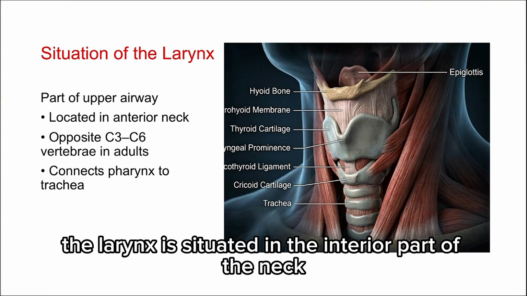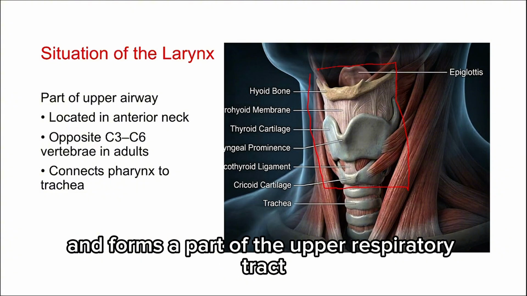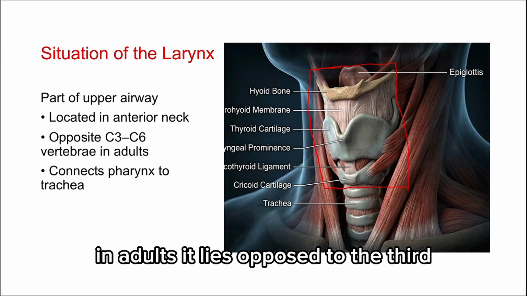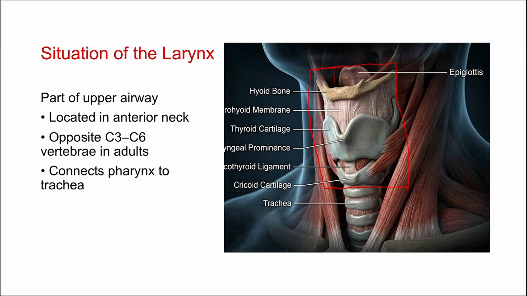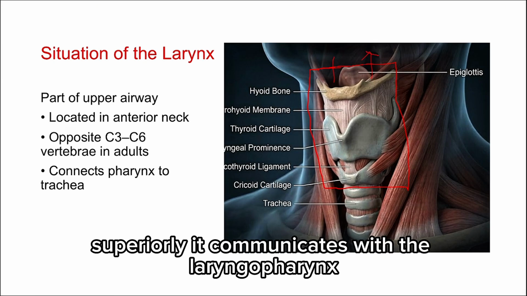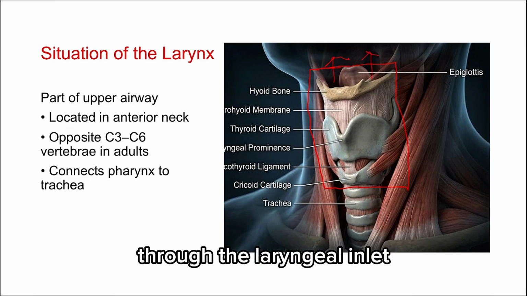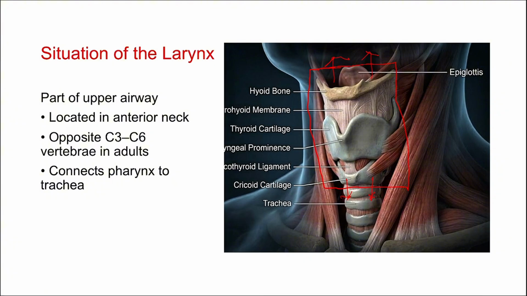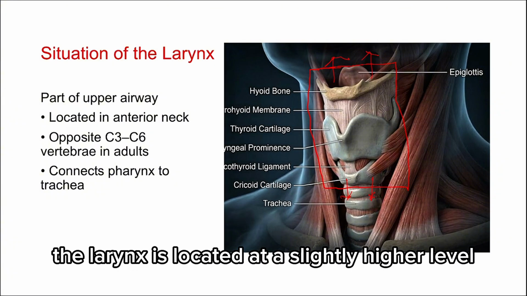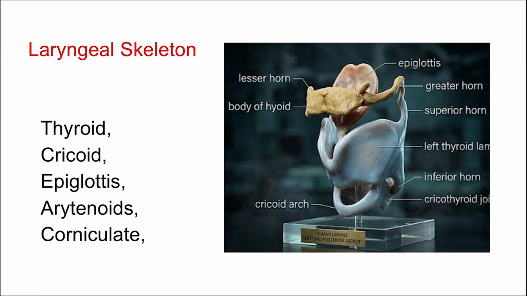The larynx is situated in the anterior part of the neck and forms a part of the upper respiratory tract. In adults, it lies opposite the third to sixth cervical vertebrae. Superiorly, it communicates with the laryngopharynx through the laryngeal inlet, and inferiorly, it continues as the trachea. In children, the larynx is located at a slightly higher level in the neck.